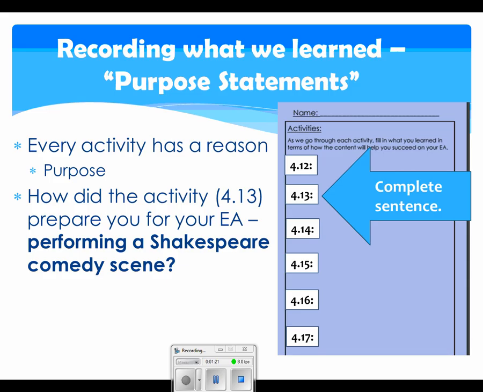Now, aside from learning about the play, you also got a little background knowledge on the author of the play yesterday in that video. So how is learning about the play that you're going to perform, how is gaining knowledge about the author preparing you to perform a scene from Shakespeare's play? Go ahead and write down how it helped you.